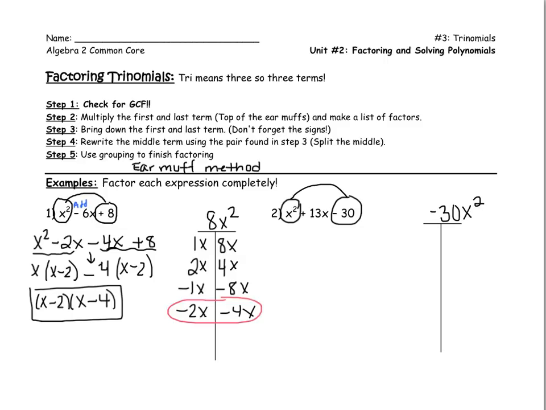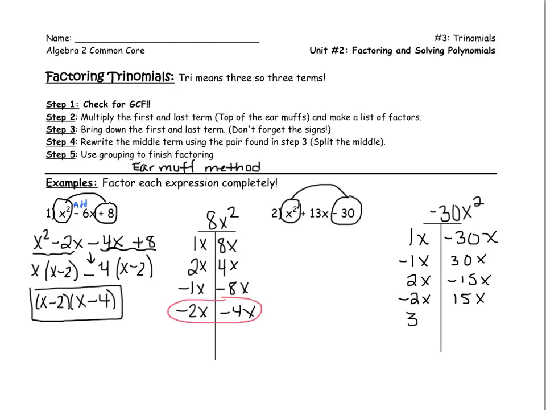Now, let's make a list of all the factors of negative 30x squared. How do I multiply to a negative number? You should be telling me a positive and a negative. So let's again start with 1. So 1x and negative 30x. Or couldn't I make it negative 1x and positive 30x? Okay, that takes care of all of the 1's. Now let's start with 2. So 2x and negative 15x, or negative 2x and 15x.